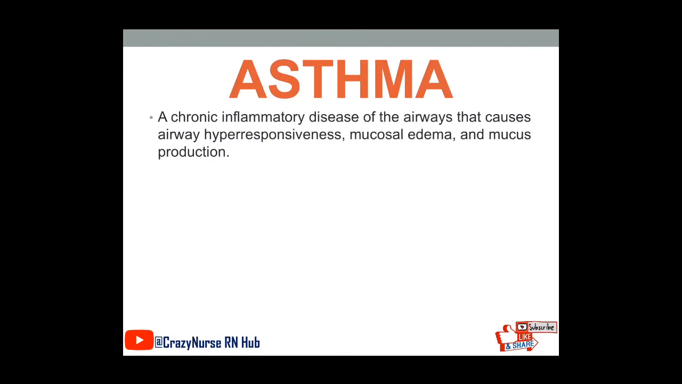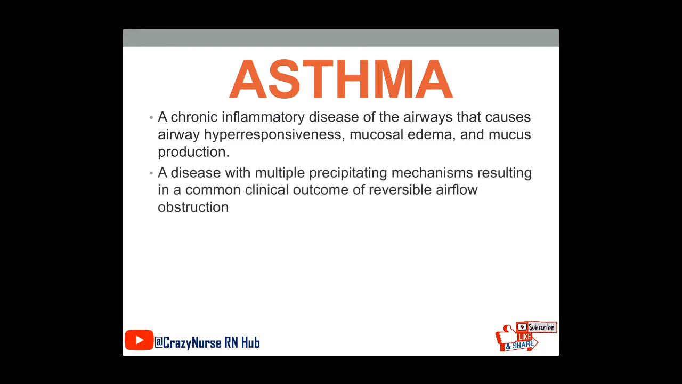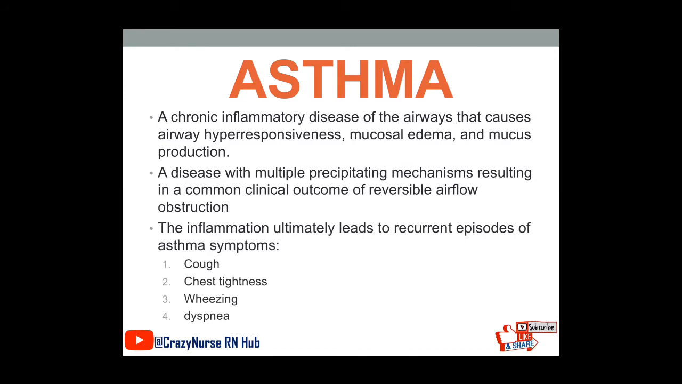Now let's proceed to asthma. It is a chronic inflammatory disease of the airway that causes airway hyperresponsiveness, mucosal edema, and mucus production. It is a disease with multiple precipitating mechanisms resulting in a common clinical outcome of reversible airflow obstruction. The inflammation ultimately leads to recurrent episodes of asthma symptoms such as cough, chest tightness, wheezing, and dyspnea.